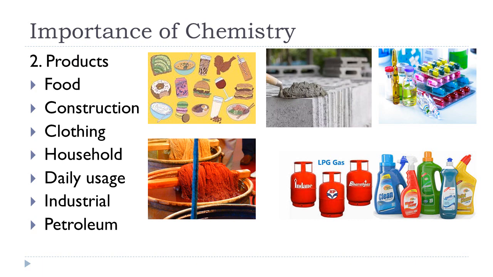Next one, daily usage. Paints, dyes, perfumes, paper, ink. These all involve chemical reactions. And next one, industrial uses. Metals and alloys which find application in innumerable machines and metallic structures like automobiles involve chemistry. And next one, petroleum. Petrol, kerosene oil, diesel oil are products obtained from petroleum. These all products involve chemistry. So chemistry is very important in the production of different products.